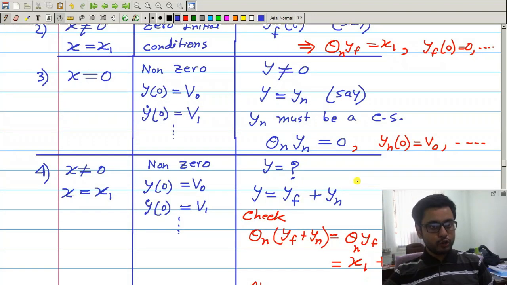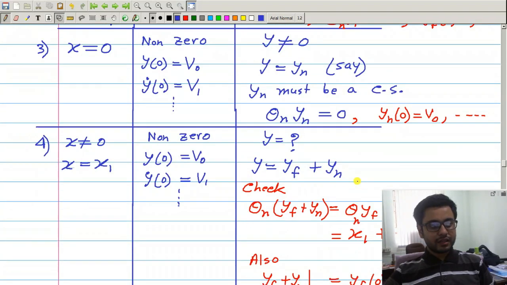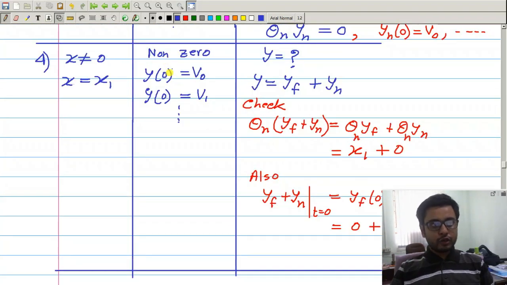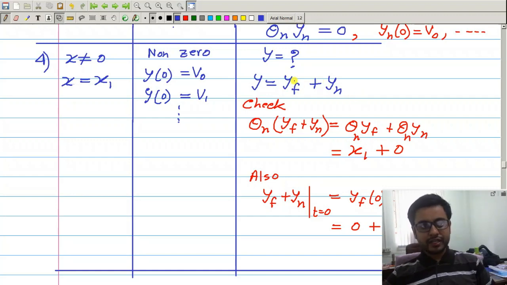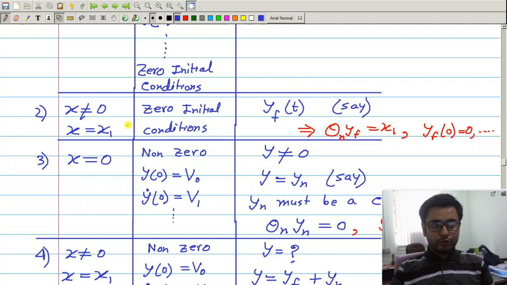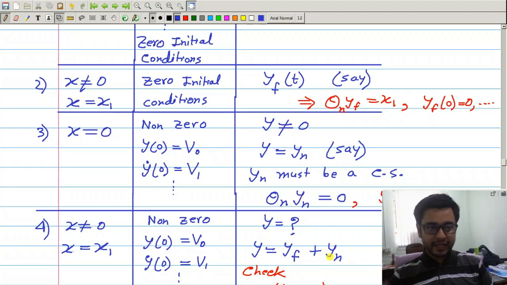So we conclude that if you have both non-zero initial conditions and non-zero input, then the output will be the sum of the two outputs yf and yn, where yf is the output for the non-zero input and zero initial conditions, and yn is the output for zero input but non-zero initial conditions. It is like a superposition.